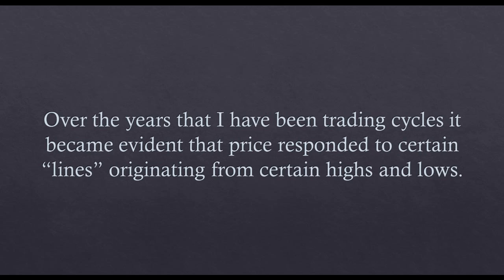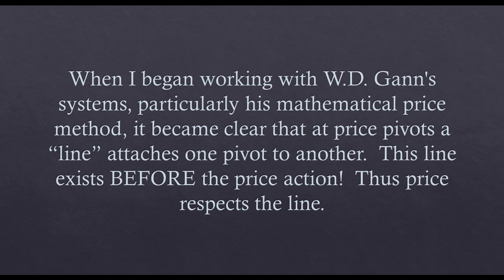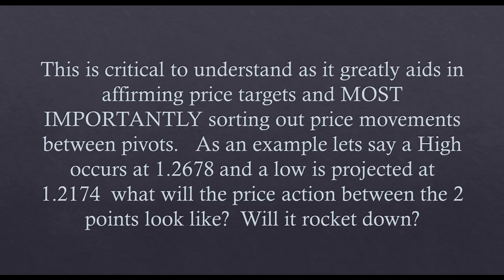Over the years that I have been trading cycles, it became evident that price responded to certain lines originating from certain highs and lows. When I began working with W.D. Gann's systems, particularly his mathematical price methods, it became clear that at price pivots, a line attaches one pivot to another. This line exists before the price action. Thus, price respects the line. This is critical to understand as it greatly aids in affirming price targets and, most importantly, sorting out price movements between pivots.